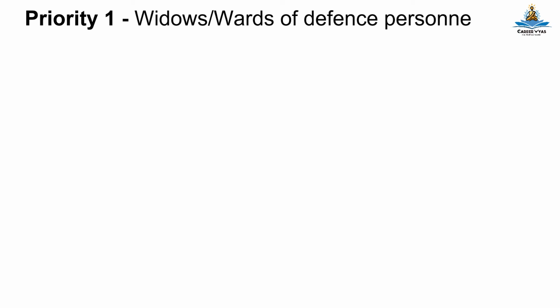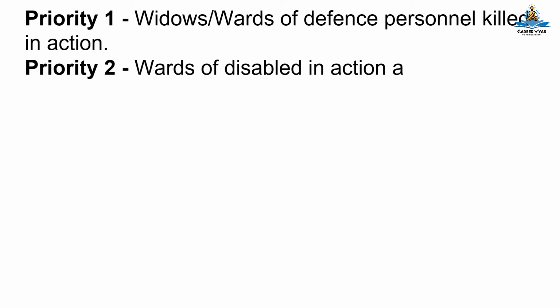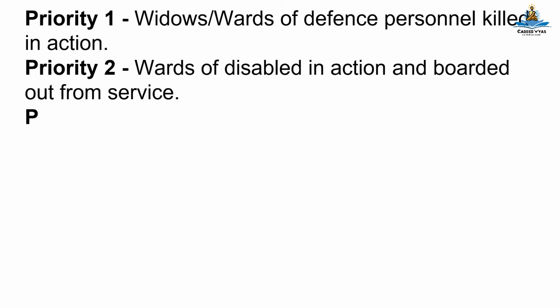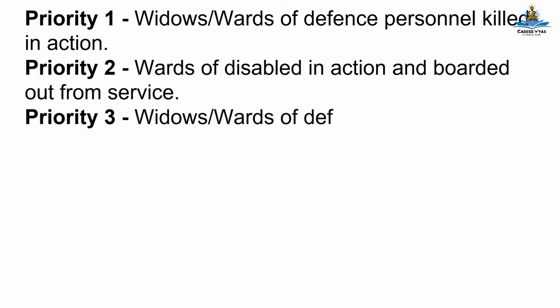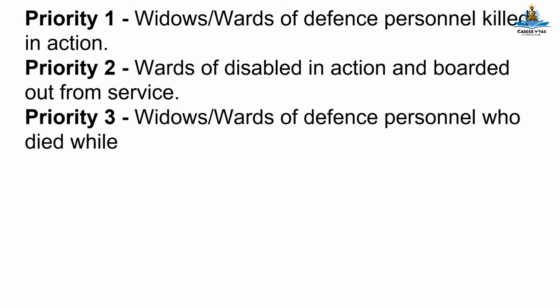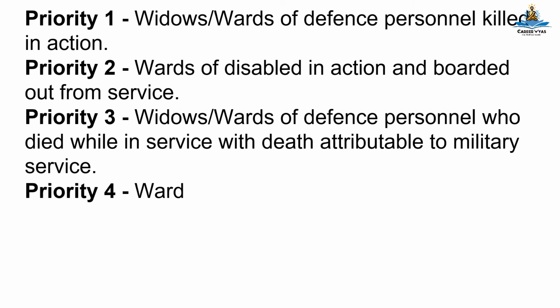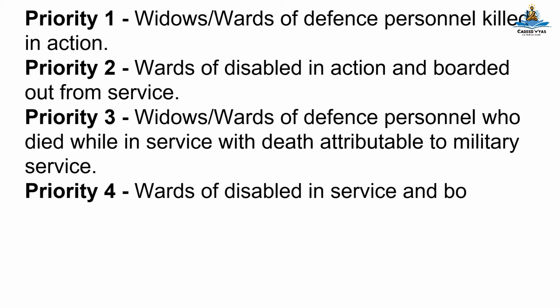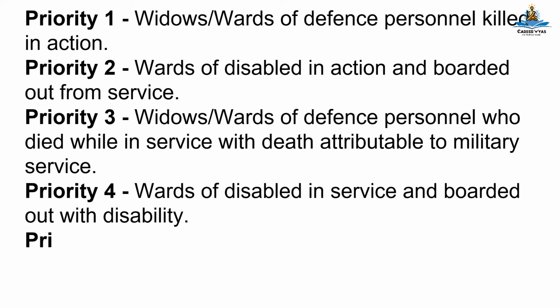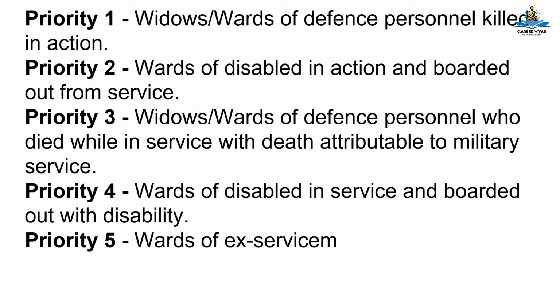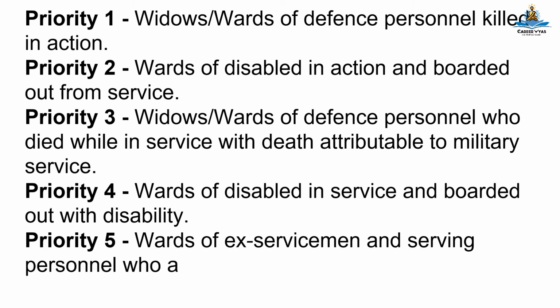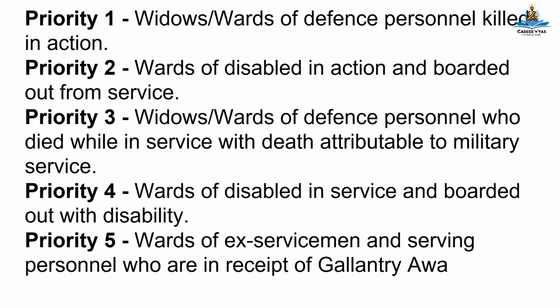Priority 1 is given to widows or wards of defence personnel killed in action. Priority 2 is given to the wards of disabled in action and boarded out from the service. Priority 3 is given to widows or wards of defense personnel who died while in service with death attributable to military service. Priority 4 is given to wards of disabled in service and boarded out with disability. Priority 5 is given to wards of ex-servicemen and serving personnel who are in receipt of gallantry awards.